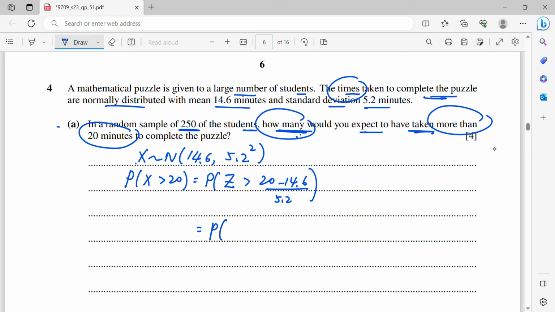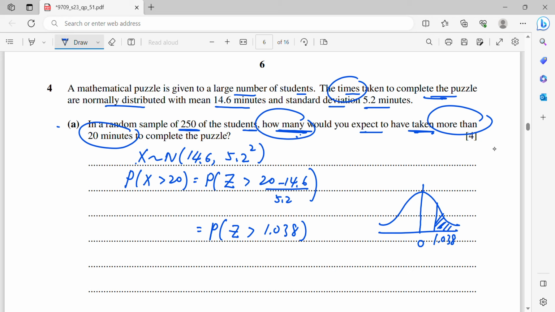Then here, when you simplify, this is 1.038. So when P(Z) is more than 1.038, we draw the graph. This is the normal graph. And then the line is 1.038, which is on the right hand side. The region is more than, which means that it's upper tail.